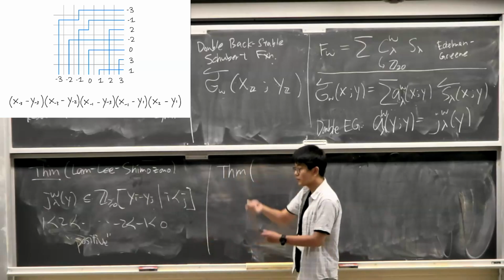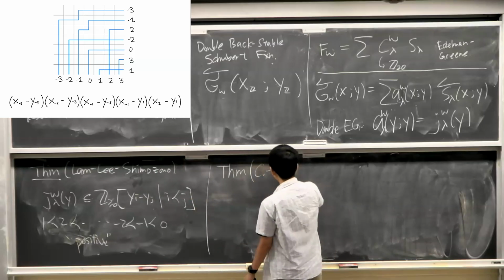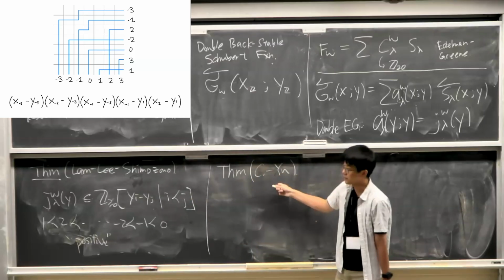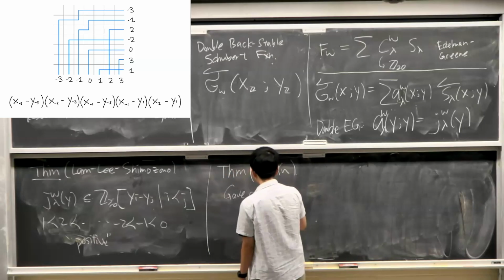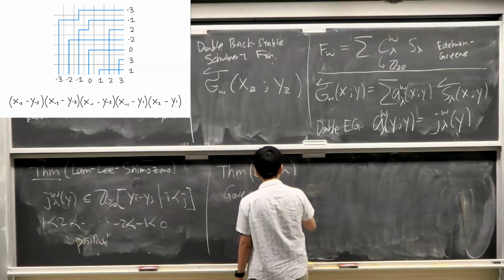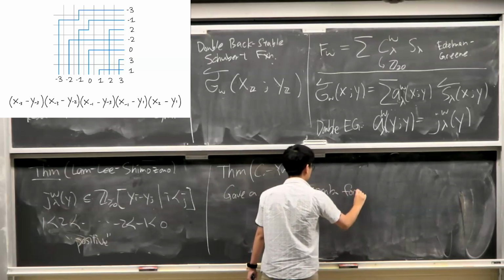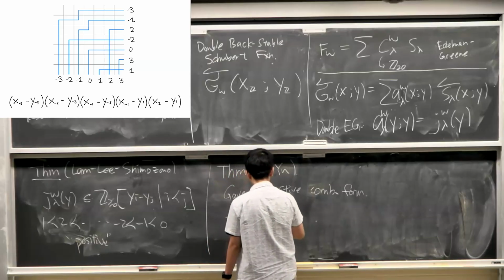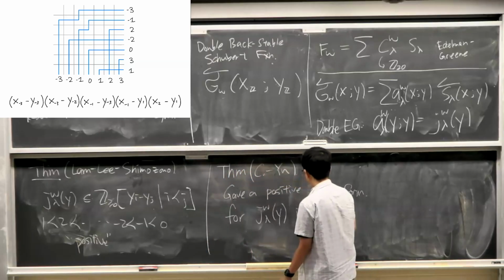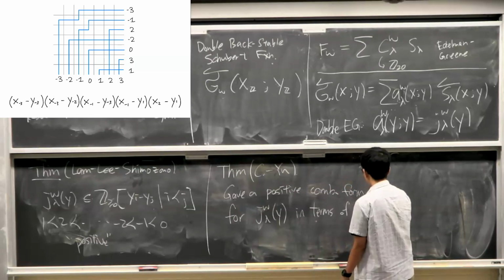So my main theorem, which is exactly the title of the talk, which you should be able to guess by now: my collaborator Tani and I gave a positive combinatorial formula for these coefficients in terms of increasing chains in Bruhat order.